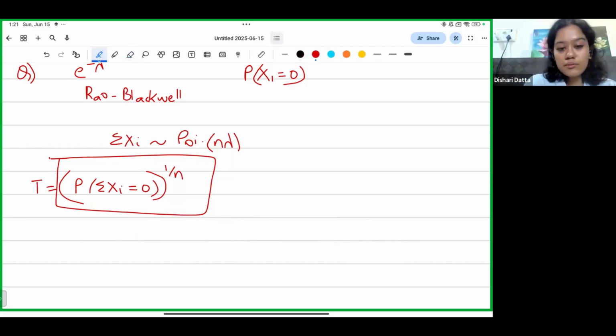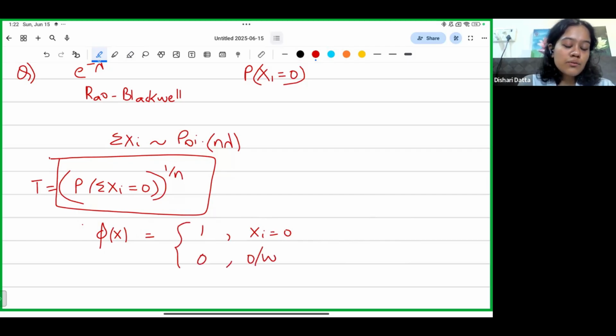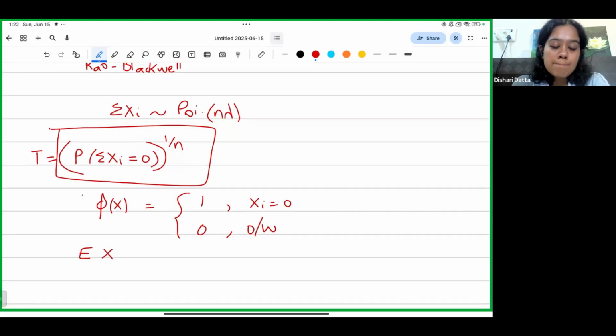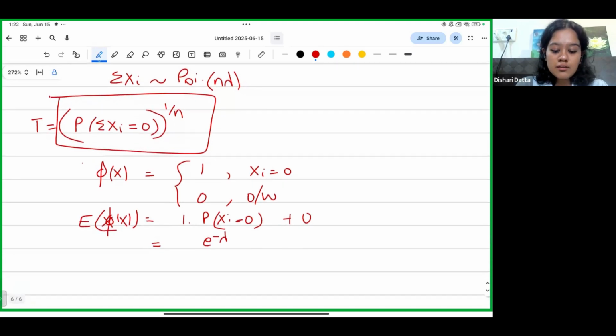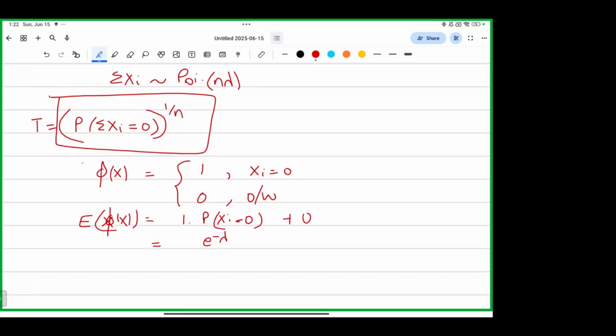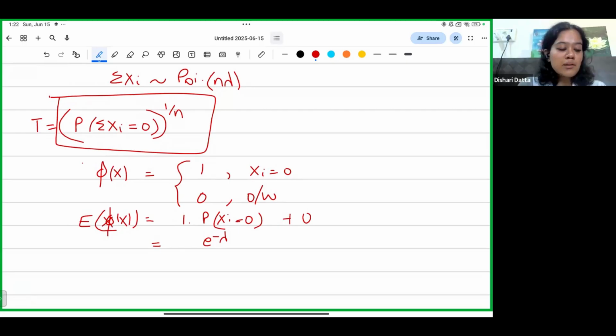Just do this instead. Take a function phi x, which is 1 when x1 equals 0 and 0 otherwise. So could you calculate the expectation of phi x? So is phi x an unbiased estimator? Yes. So you could also write phi x as the indicator of xi equals 0, right? Yes. So now, this is a random sample. Could you incorporate all the n sample points, keeping in mind that you can use an indicator function?